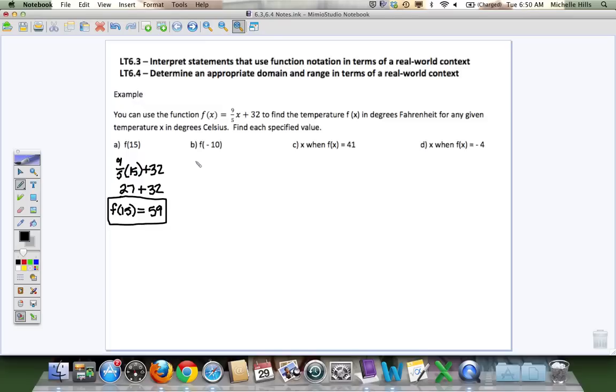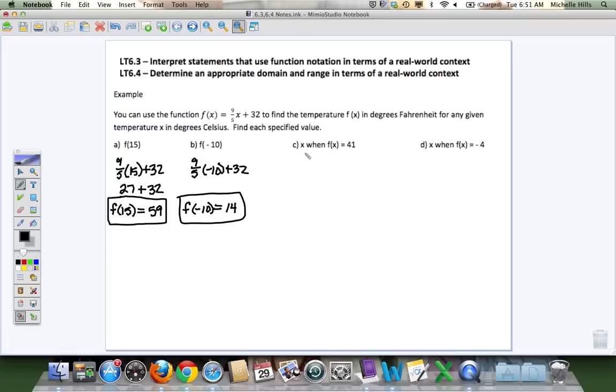So f of negative 10 means I'm going to take 9/5 times negative 10 and then add 32. And again, minimum work is to go down then and say, well, f of negative 10 equals, well, negative 10 divided by 5 is negative 2, times 9 is negative 18. Negative 18 plus 32 is 14. So at a minimum, I need to see this.